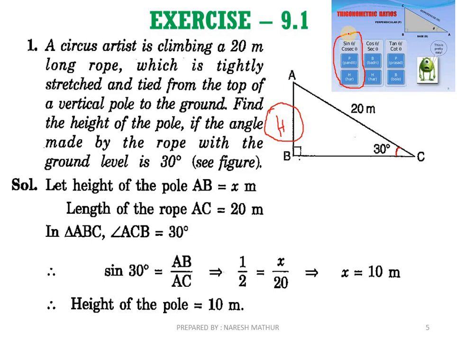We can choose any one of them. So let's say we are taking sine theta. Sine theta is perpendicular upon hypotenuse. So let's say x is the height, so it would be x by 20 equals sine 30. The value of sine 30 is half, and sine 30 equals perpendicular AB upon hypotenuse AC. By this we can get the value of x. So the height of the pole is 10 meters.